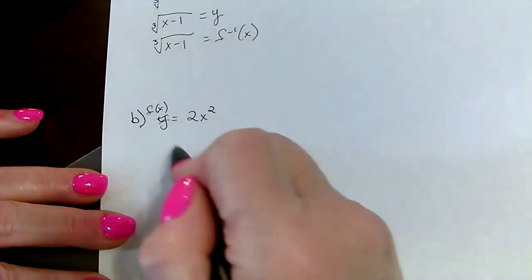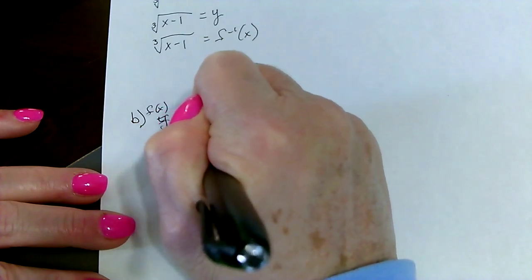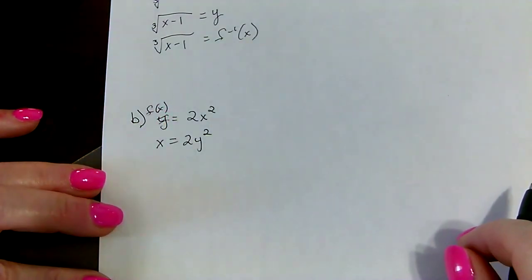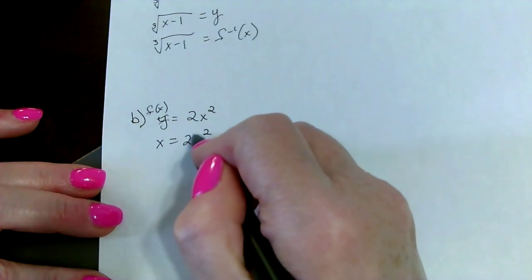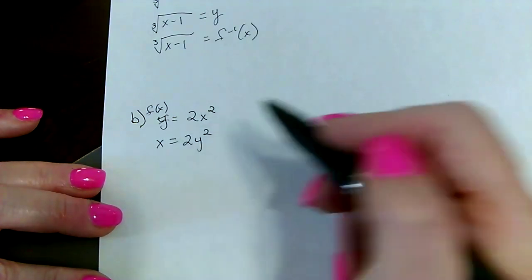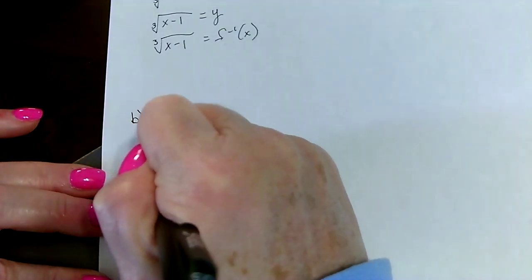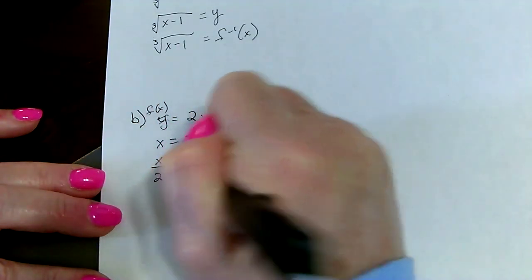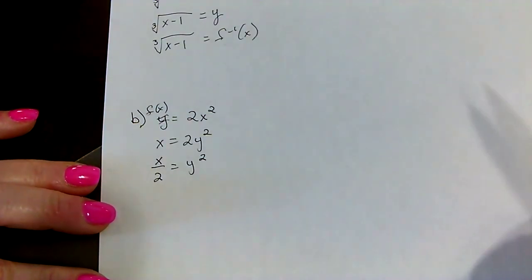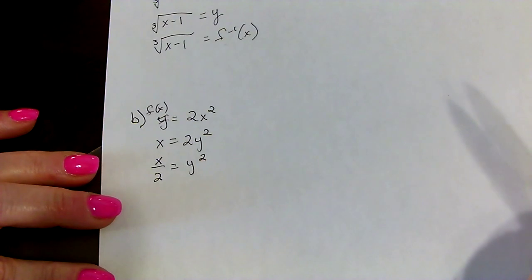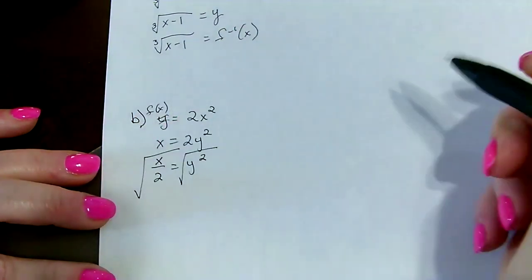Okay, so I'm going to swap my x's and my y's. And then I have to solve for y. So I have to get the y squared by itself first. And since they multiplied by 2, that means I'm going to divide by 2. So I'm going to have x divided by 2 is equal to y squared. Now we're going to take the square root of both sides because we have to get rid of that power of 2. So I'm going to take the square root of both sides.